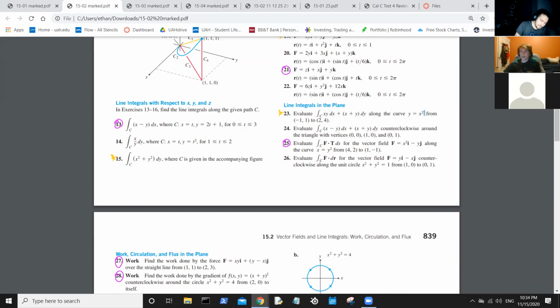Okay, let's do it. We'll do what we did last time. dt. So what do we got? T is from 0 to 1. X is equal, Y is equal... it gave us points. Y is equal to T and X is equal to T squared. So it's -1 to 2.